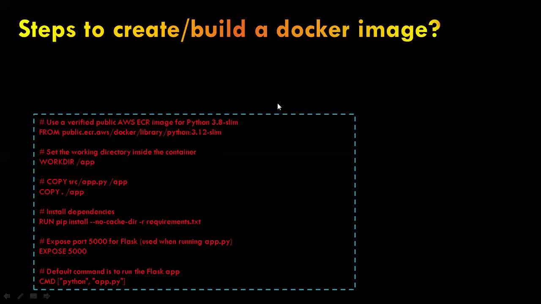Once you have the configuration file, we name this one a Dockerfile. You need to name it as a Dockerfile. So create a Dockerfile. In that Dockerfile, you need to have this content.